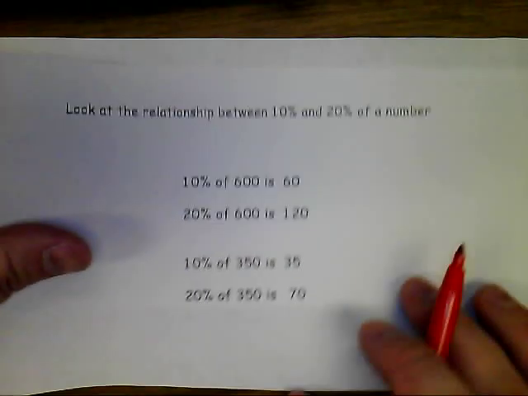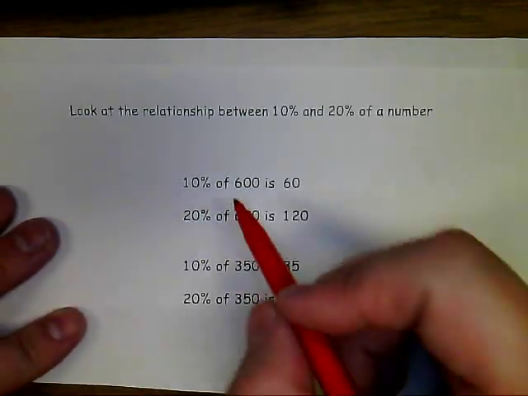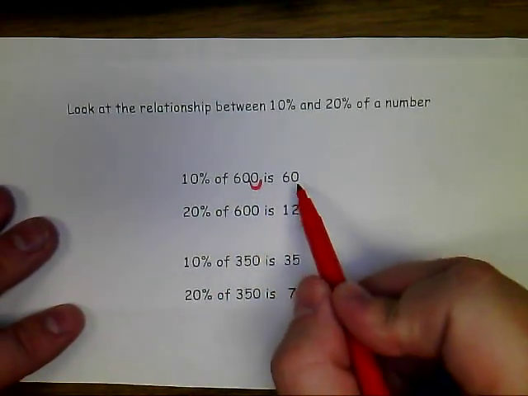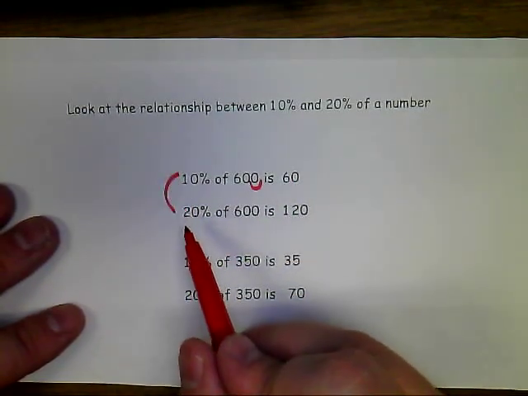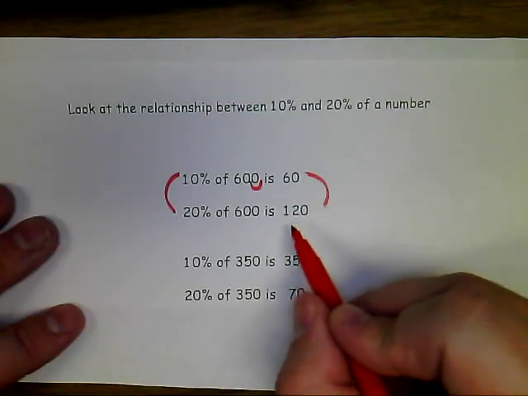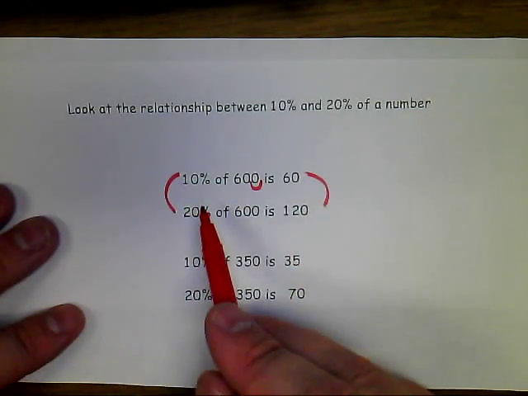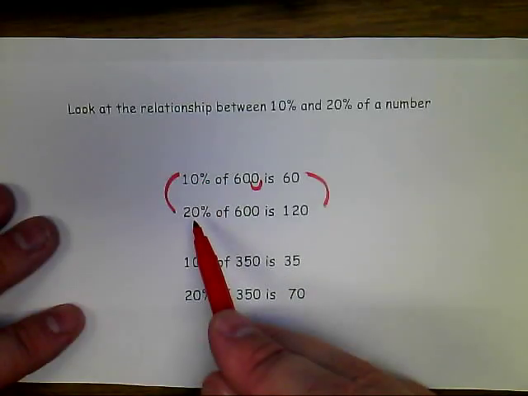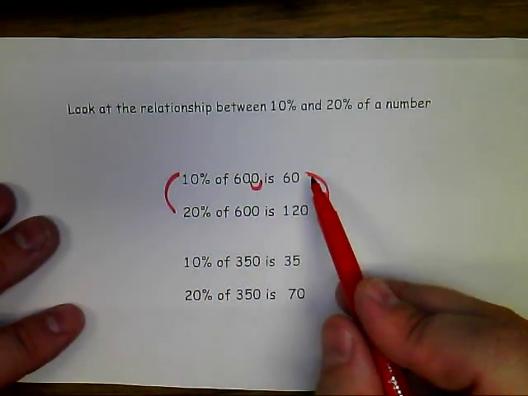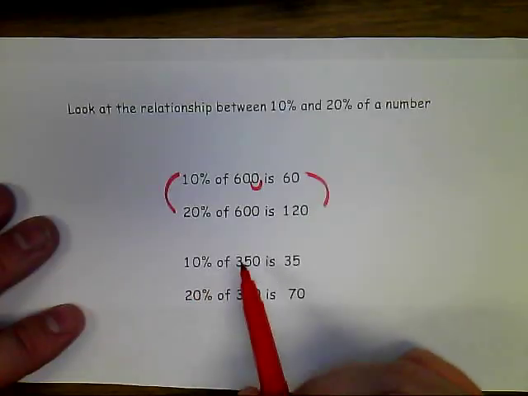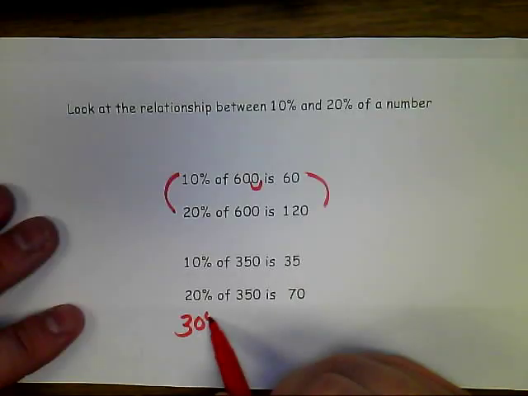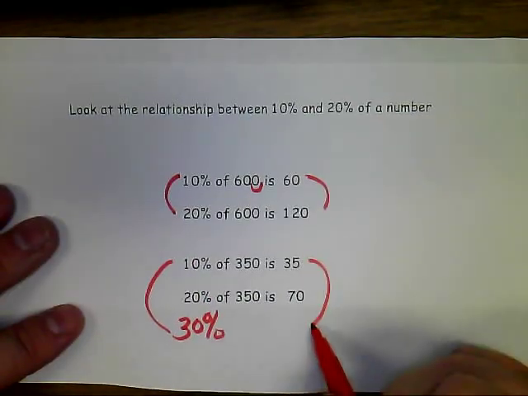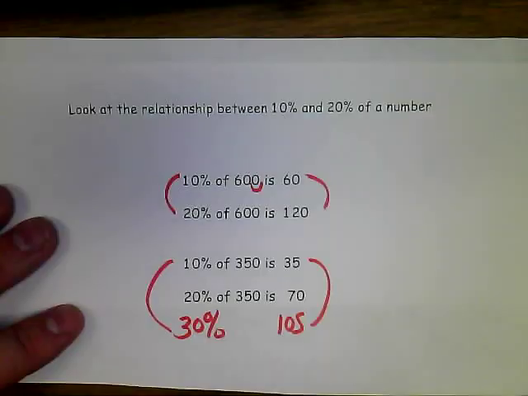But look at this relationship between 10% and 20% of a number. As I said before, you move that decimal over one place to find out what 10% of a number is. But because 20 is clearly double 10, 60 times 2 would be 120. So the relationship between 10 and 20 is a ratio. It's twice as much. So once you know 10%, you can figure out 20% by doubling. The same thing would work here. If 10% is 35, 20% is 70, and 30%, since 10 times 3 is 30, 35 times 3 is 105. 30% of 350 would be 105.